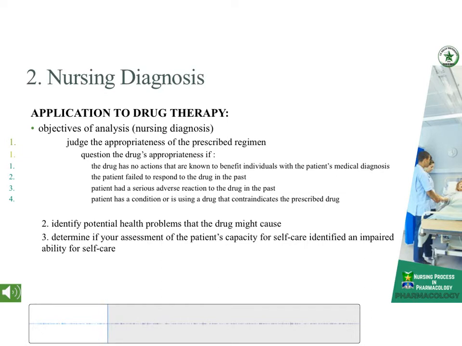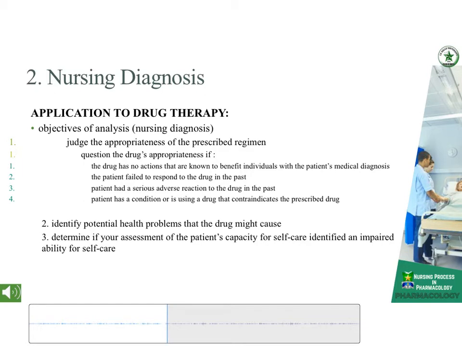You must analyze the data collected during assessment to determine whether the proposed treatment has a reasonable likelihood of being effective and safe. So this judgment is made by considering the medical diagnosis, the known actions of the prescribed drug, the patient's prior responses to the drug, and the presence of contraindications to the drug. Now, you should question the drug's appropriateness if, number one, the drug has no actions that are known to benefit individuals with the patient's medical diagnosis.